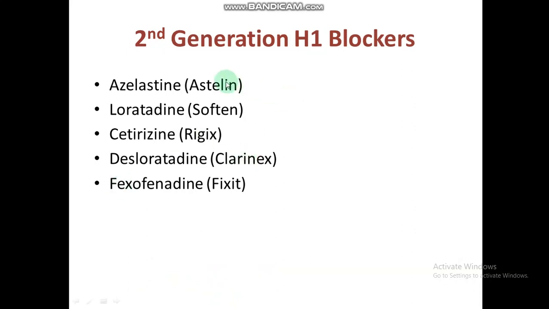Second generation H1 blockers are azelastine, loratadine, which is commonly available under the brand name Soften, cetirizine, available as Regix, desloratadine, Clarinex, and fexofenadine, which is commonly available in the market under the name Fixit.